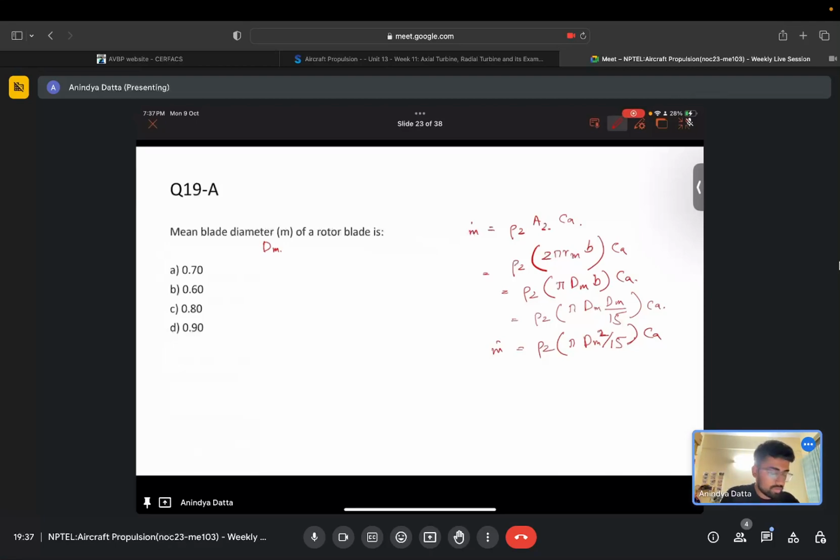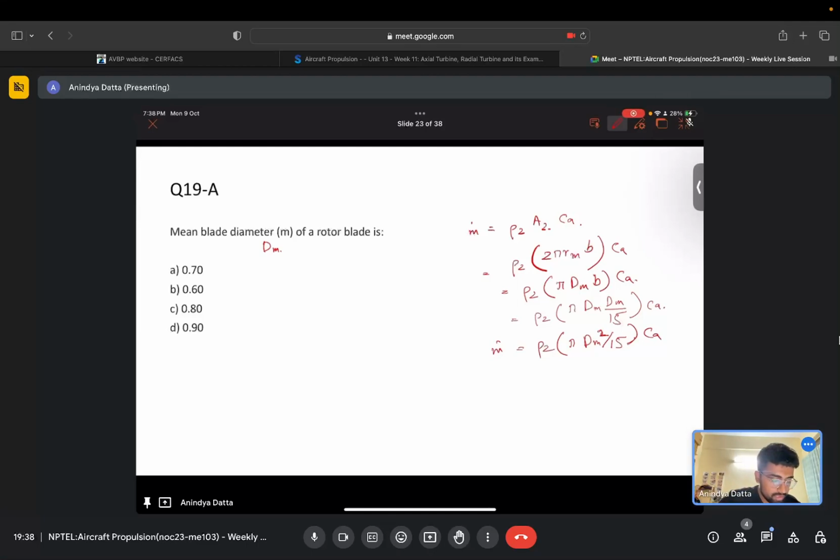Again, the area A2 we can write in two ways. This is like the area of an annulus, right? We have an outer radius at the tip of the blade and an inner radius at the root of the blade. We can do pi times the diameter squared at the tip minus the diameter squared at the root. But we will see that the blade height is generally smaller than the mean diameter, so we can write the area in this way as well, pi dm b into ca.